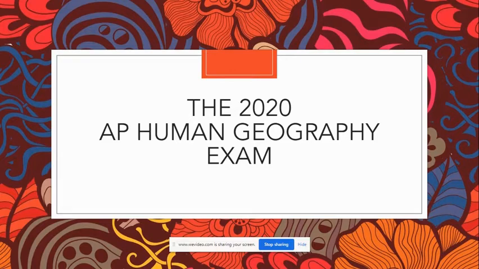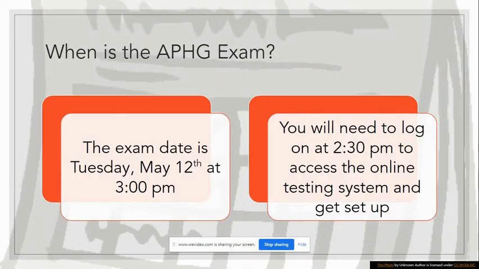All right, so just to make sure that we're all on the same page, the AP Human Geography exam will be taken at home. It is going to be on Tuesday, May 12th, which is just under 2 weeks now. Everything is based on Eastern time. The Eastern time zone time is 4 p.m. We will be taking it at 3 p.m. in the afternoon of Tuesday, May 12th.